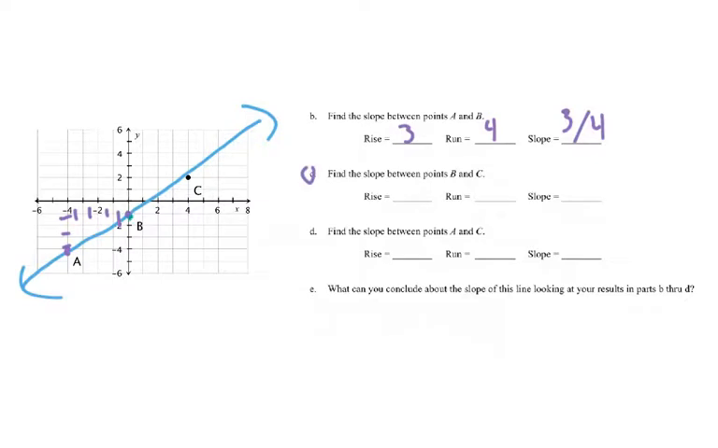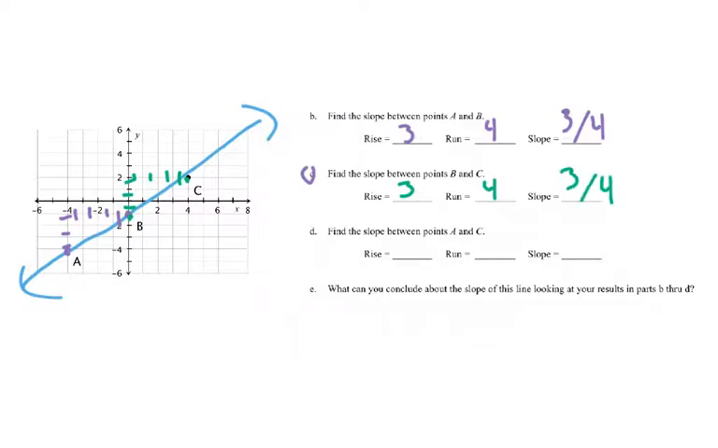C, find the slope between B and C. Well, B is here, C is here. So I'm going to do the same thing. 1, 2, 3. That's my rise. My run, 1, 2, 3, 4. So my slope, again, is 3/4.